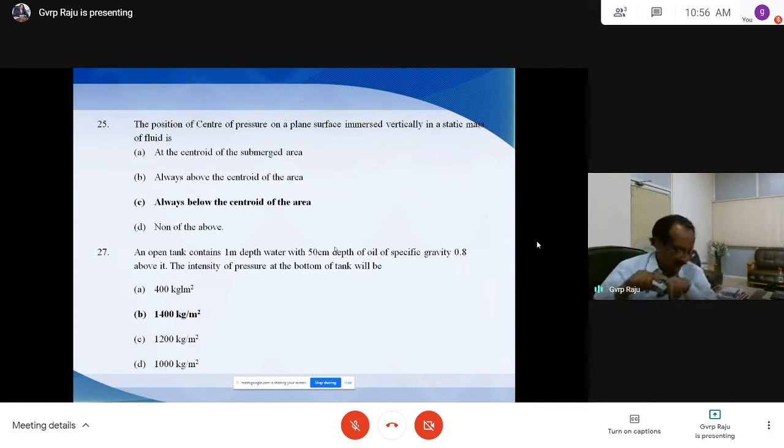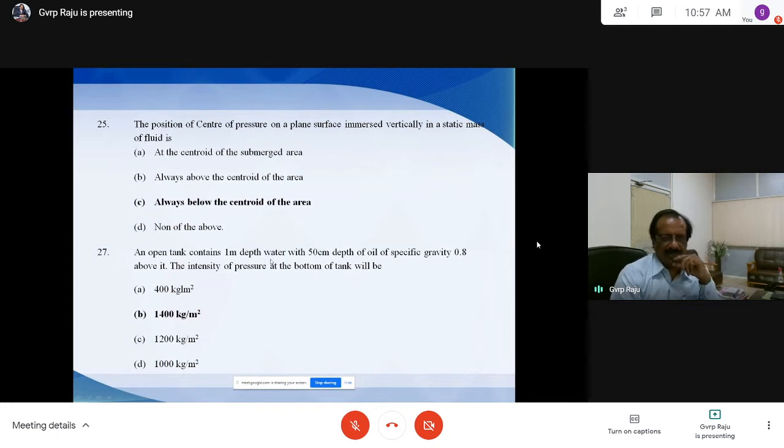Again, you have water here, 1 meter depth. The tank initially has 0.5 meters depth of oil. I have converted 50 centimeters to 0.5 meters. So 0.5 into 0.8 into 1000, that is 400. The pressure due to 0.5 meters depth of oil of specific gravity 0.8 at the bottom is 400. Then below that we have 1 meter depth of water.